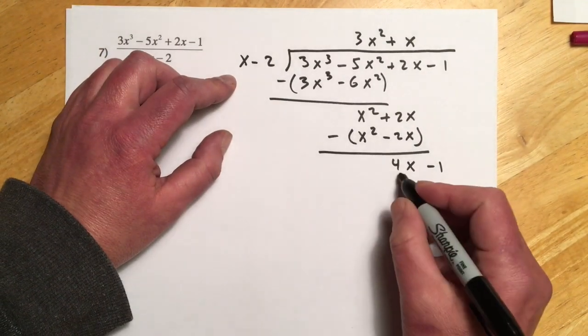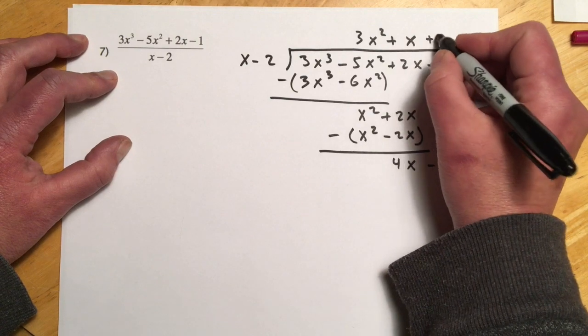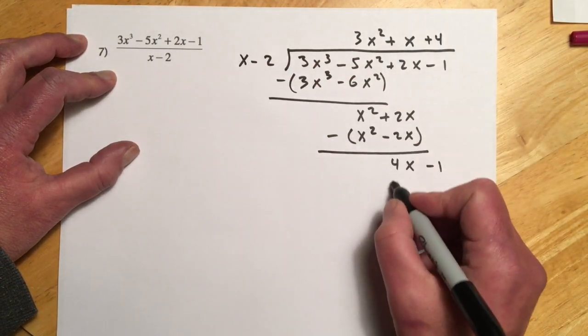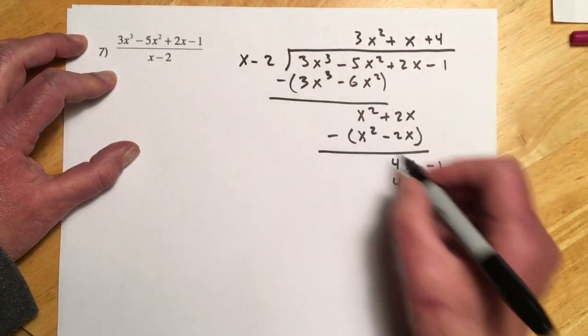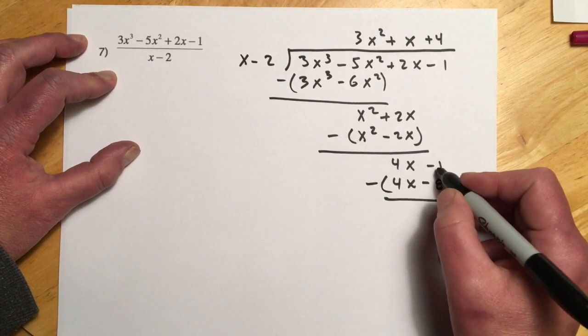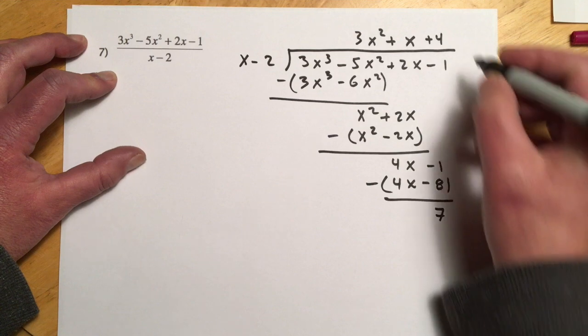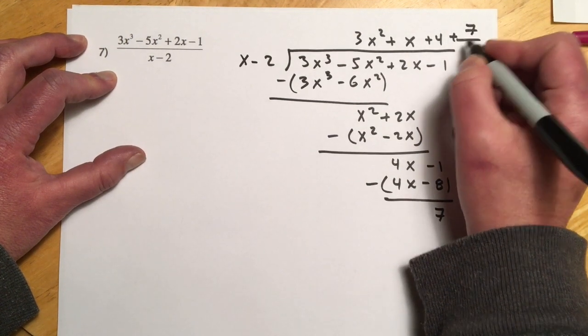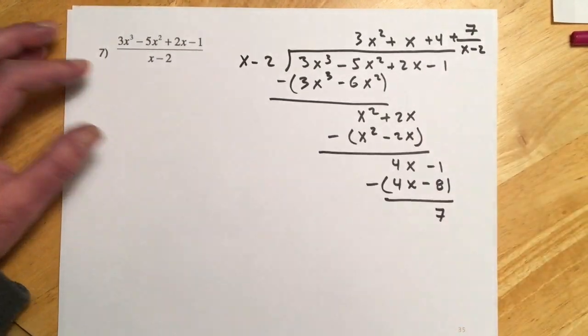What do we multiply x by to make 4x? So 4. And 4 times x is 4x. And 4 times negative 2 would be a negative 8. So negative 1 minus negative 8 would make 7. So 7 over x minus 2.